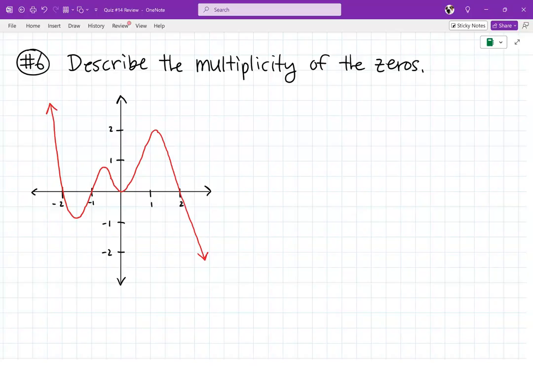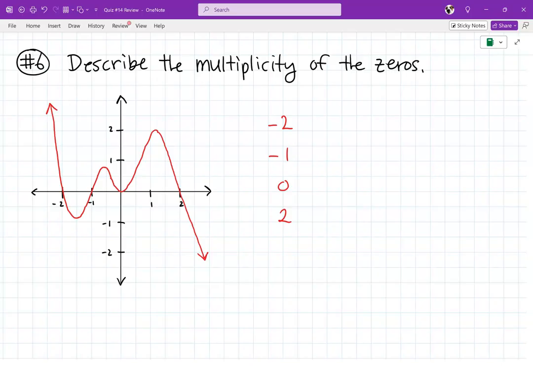Okay, how many zeros does this one have? 4 of them, right? Remember, zeros on a graph means how many times does it touch the x-axis, right? So the 4 zeros are going to be -2, -1, 0, and 2. Those are my 4 zeros. Okay, that's where it touches the x-axis at -2, -1, 0, and 2.